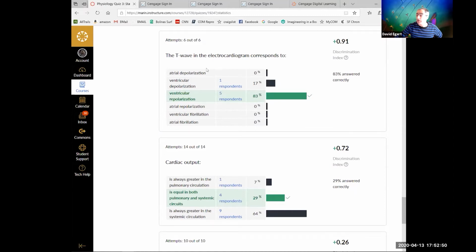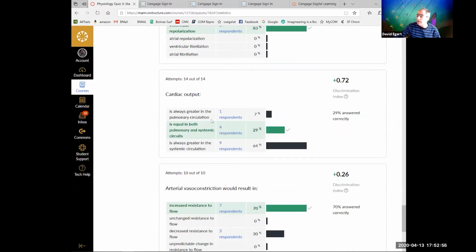Again, these are just the ones we talked about. T wave is the ventricular repolarization. Cardiac output. Holy crapola, so 60% of the people got this wrong. Cardiac output is equal on both sides of the circulation. That's really important to understand.